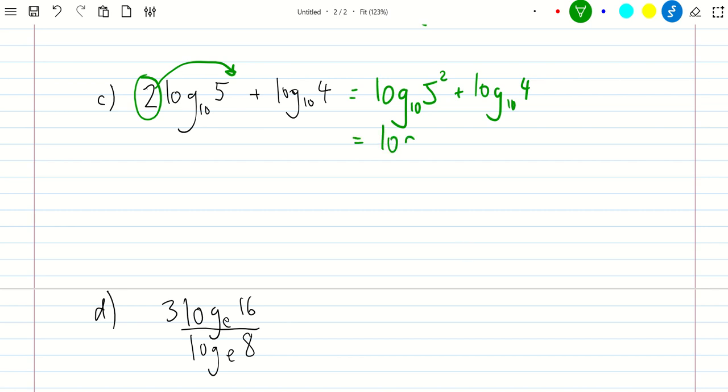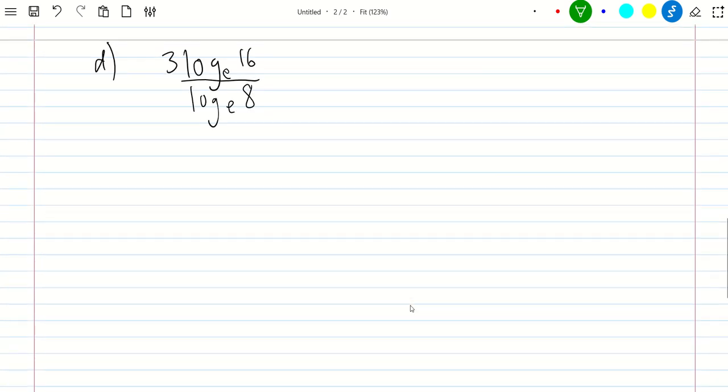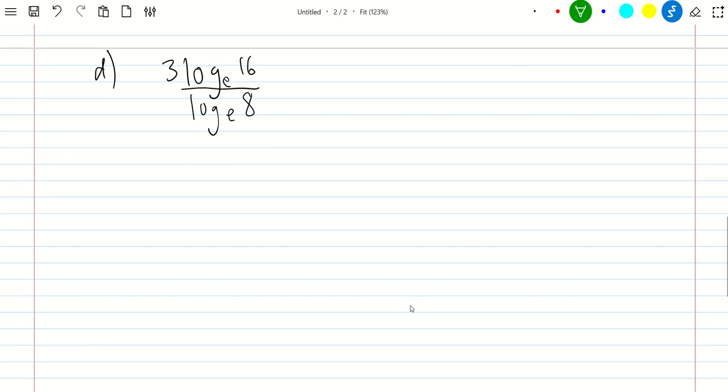So let's do that. So it'll be log 10 of 5 squared, which is 25, times 4. And again, it starts to look very nice here, and hopefully most of the time it will come out nice. 25 times 4 is 100, and that is equal to 2 because 10 squared is equal to 100. And so 2 is my answer there. Hope that makes sense. Last example, let's have a look at this guy here.